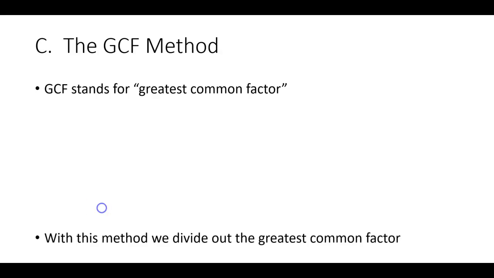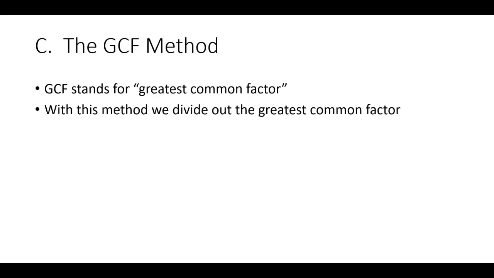So let's talk about the first method, the GCF method. GCF stands for greatest common factor. Okay, so greatest means biggest. Common means something they have in common. Factor means whatever you get by unmultiplying it. So the biggest thing that you can take out or unmultiply is what we would call the greatest common factor.